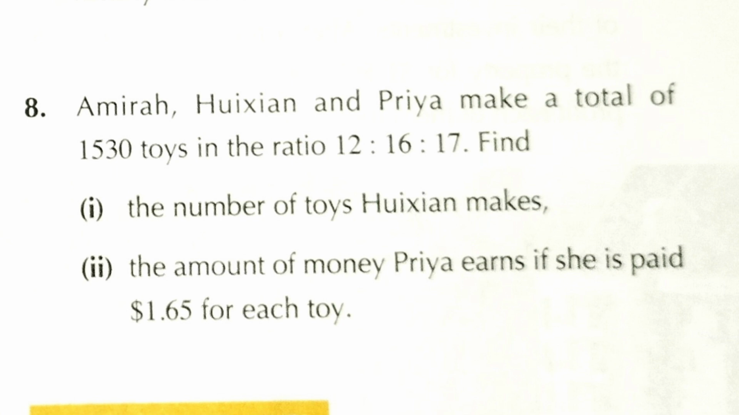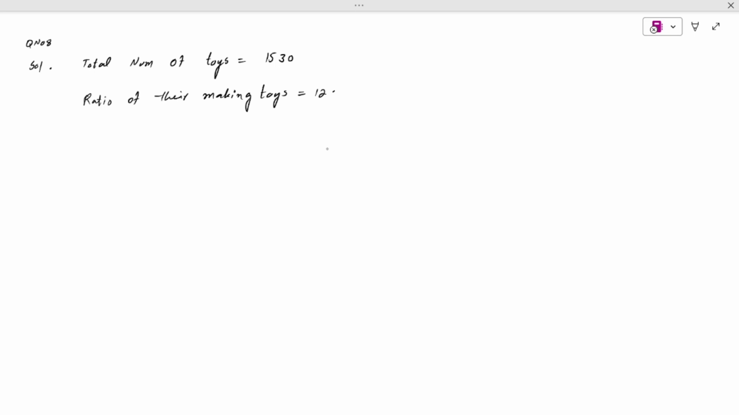Total number of toys is equal to 1530. These are the total number of toys, and the ratio of their making toys is 12, 16, 17.